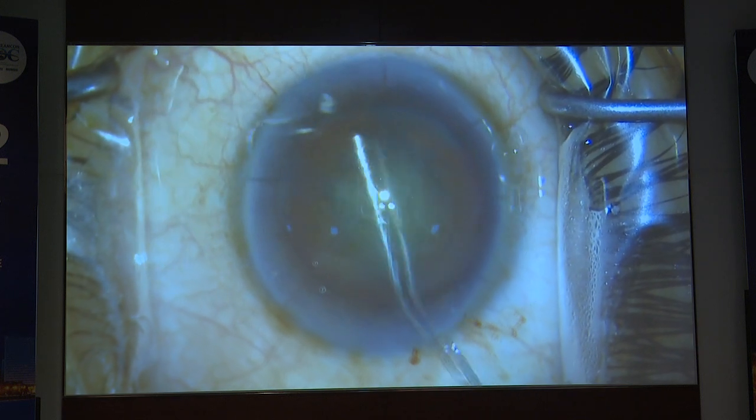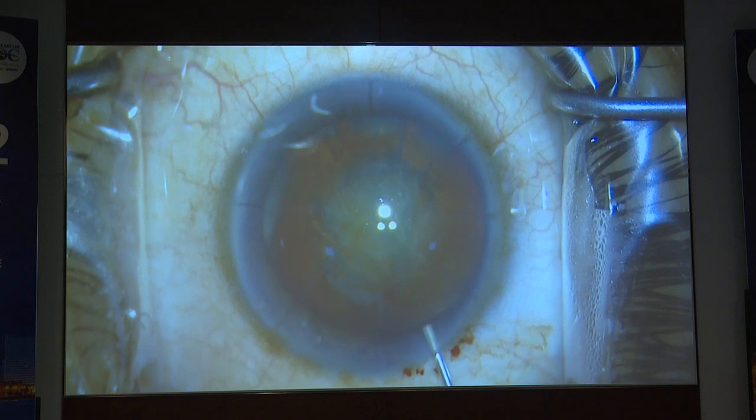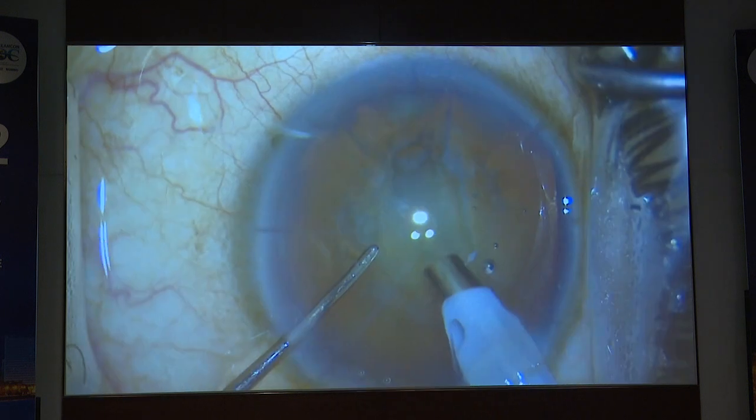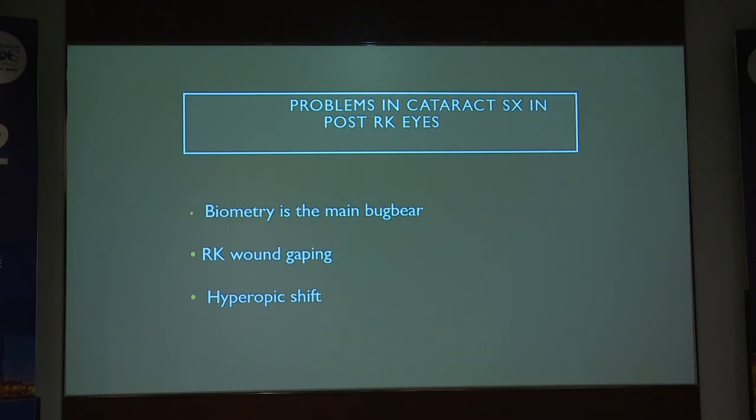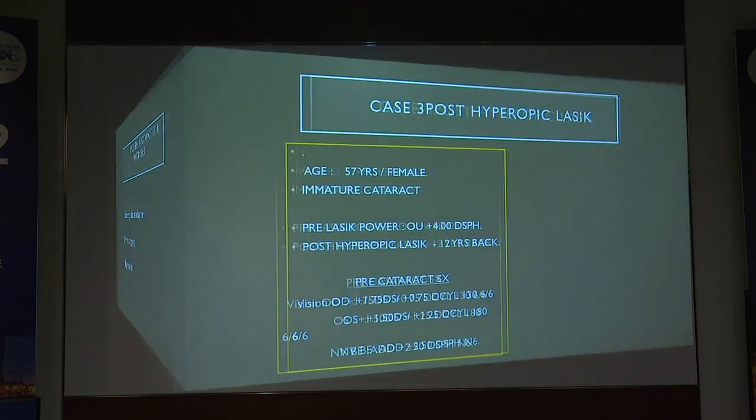So this patient had about 8 radial keratotomy. Sometimes you come across patients with 16 radial keratotomies. In these cases, a scleral incision would be preferable. So biometry is a big bugbear, and RK wound gaping and hyperopic shift have to be kept in mind.